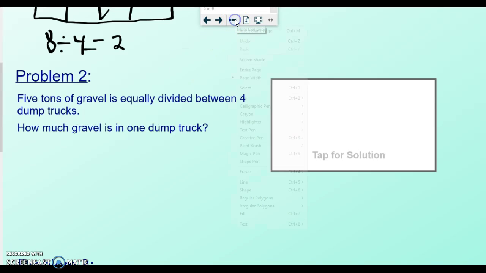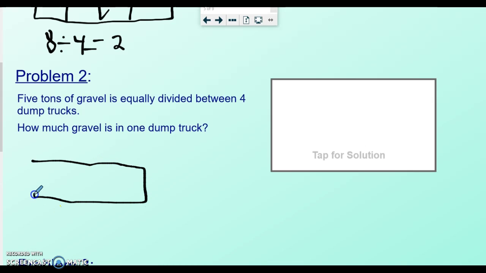So now we have 5 tons of gravel, and it's equally divided between 4 dump trucks. Okay, this one's not going to be as easy. So again, here's our tape diagram, okay? And this is representing the 5 tons of gravel that we have, right? And it says it's going to be equally divided, again, by 4. So that means how many pieces am I going to cut this into? 4. So 1 line, 2, and 3. I now have my gravel cut into 4 pieces.